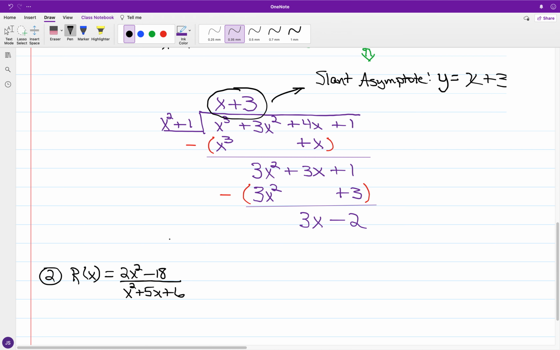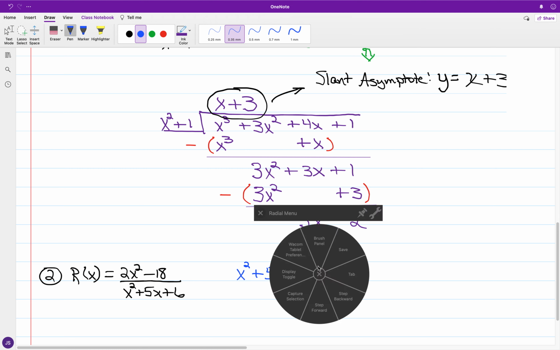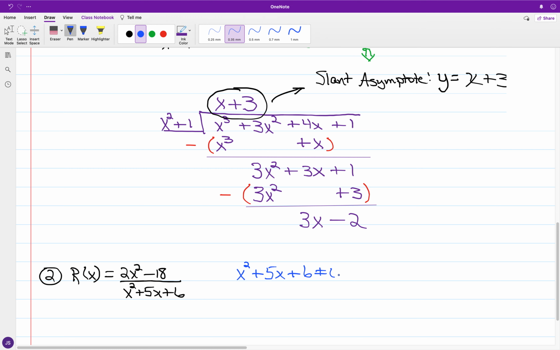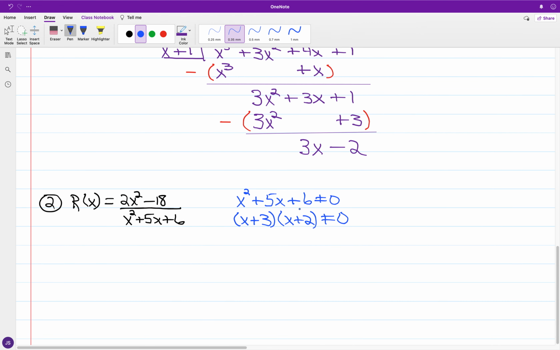And again, looking for the domain, you're looking at finding the restricted values before any reduction is performed. So we have the denominator, x squared plus 5x plus 6, which cannot be equal to 0. Taking the factored form, you have the quantity x plus 3 and the quantity x plus 2. The product cannot be 0, and so that means that neither of these factors can be equal to 0.